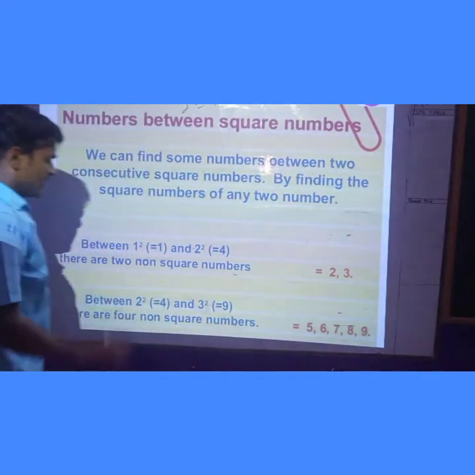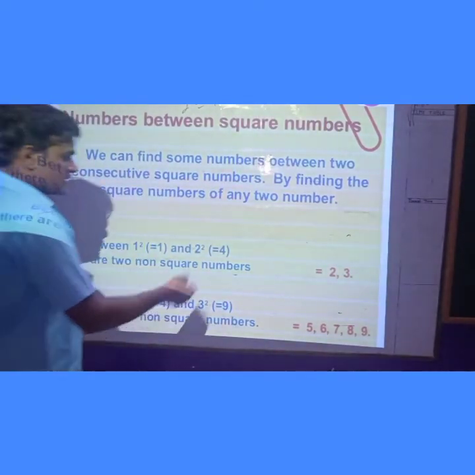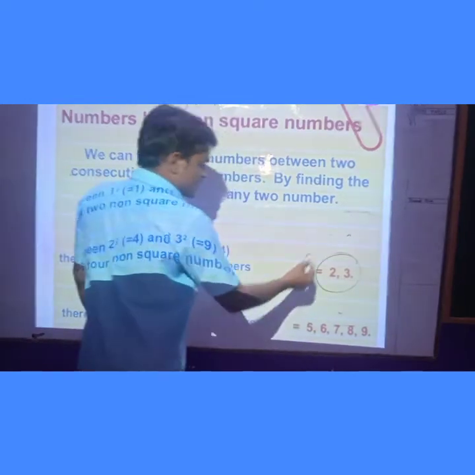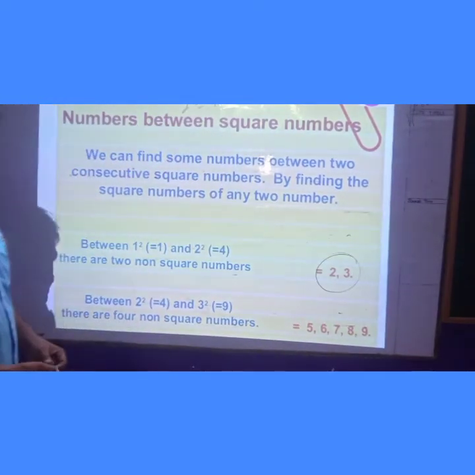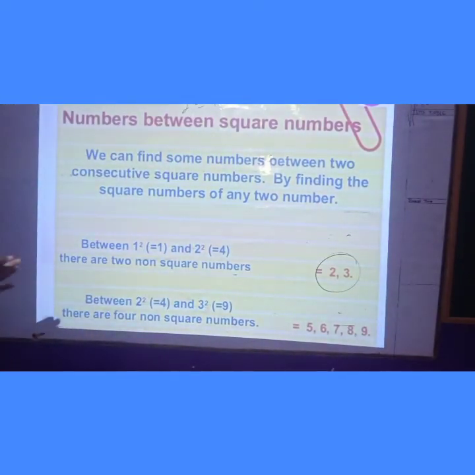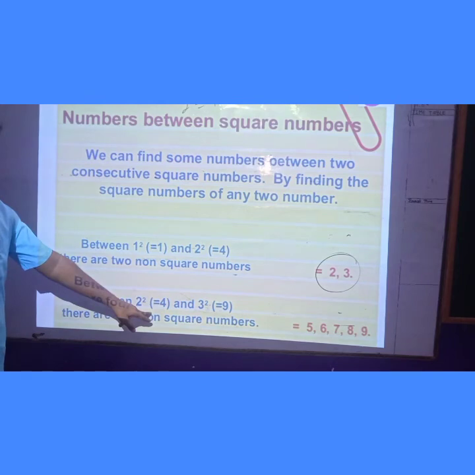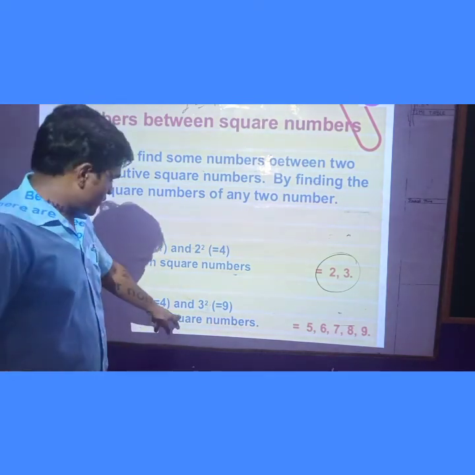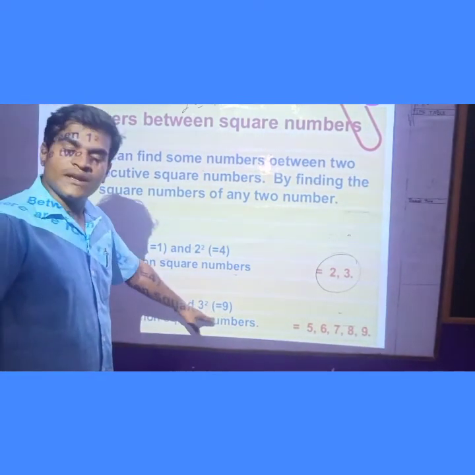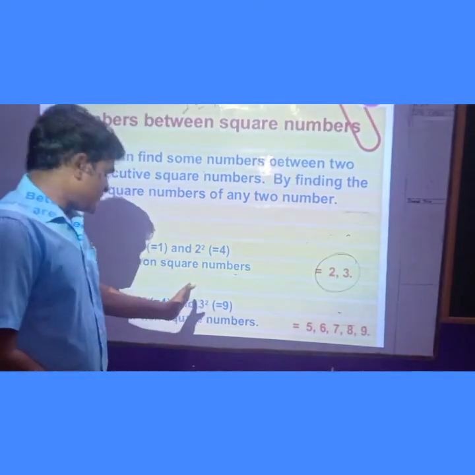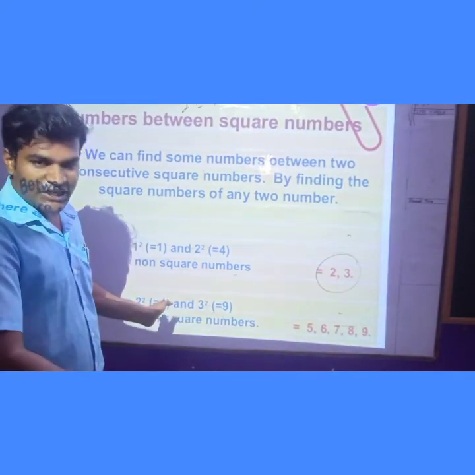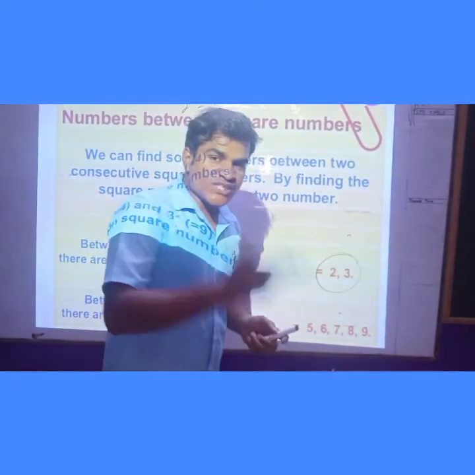So how many non-square numbers? There are two non-square numbers, that is 2 and 3. Okay. Like that, if we have to find the non-square numbers between 2 and 3, so student, square of 2 is 4, and square of 3 is 9. So between the squares of 2 and 3, we will find the non-square numbers.